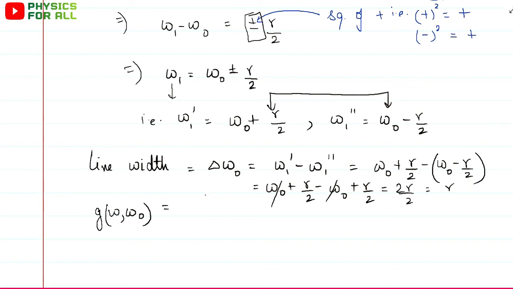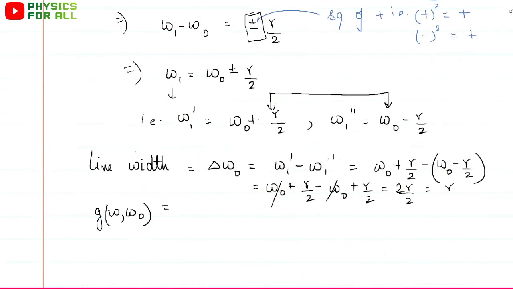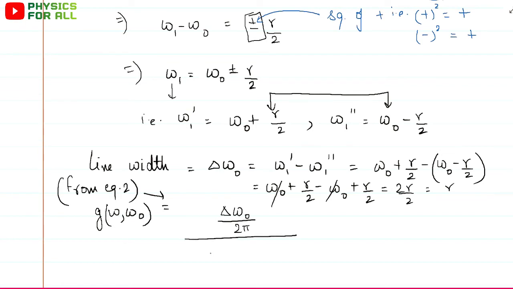Again, let me tell you what was g omega omega naught. This is the formula for g omega omega naught, that is gamma upon 2 pi upon this whole value. So remember now what is gamma. We have to substitute for gamma. So from equation 2, what do we get? G omega omega naught becomes, because gamma is delta omega naught, delta omega naught by 2 pi upon omega minus omega naught whole square plus delta omega naught square by 4.